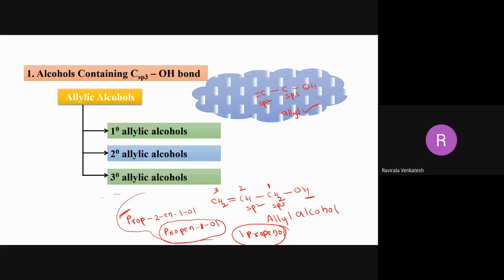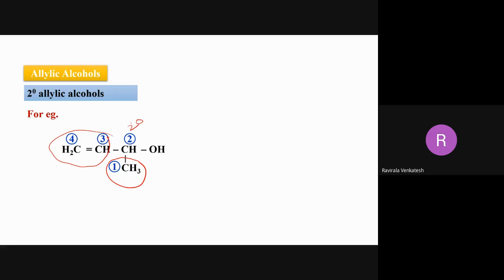In allyl also we can write 3 types: primary, secondary, tertiary. Also we can write actually. Again, how do they write? Let me see now. Let's see this one. Primary, how it will get here. This is primary. Now this will be secondary. Secondary, you see the OH bonded carbon is bonded to how many carbons? OH bonded carbon, 2 carbons. Therefore, it will be secondary.